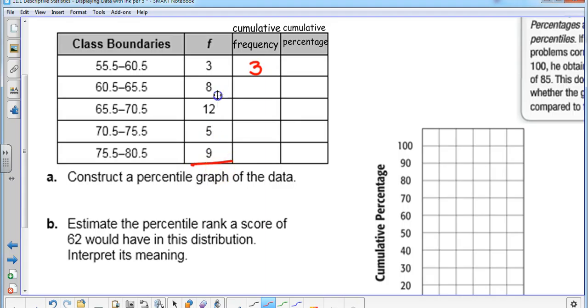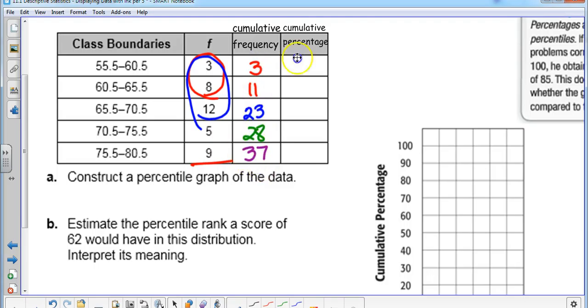Yeah, we have to know how many people took this test. Actually, let's just keep going down this column and we'll figure it out. Because what do we do next? We add these together and get, and then we add all these together, and we're going to add 12 onto that, which would be 23. Then we're going to add 5 onto that, which would be 28. And then add 9 onto that, and we'll have 37.